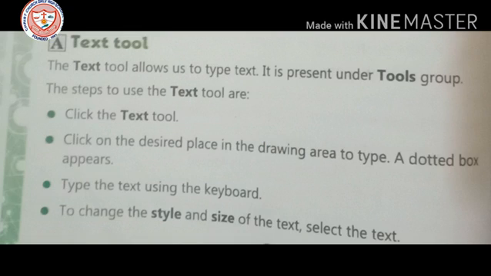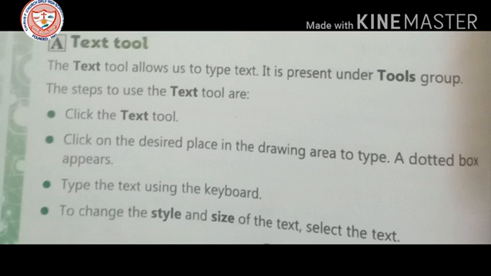Text tool. The text tool allows us to type text. Now if I want to type any text in this MS Paint, I need to use the text tool. So what does a text tool do? The text tool allows us to type text. It is present under the tools group.